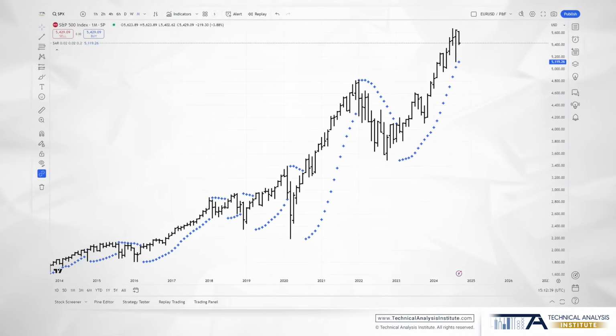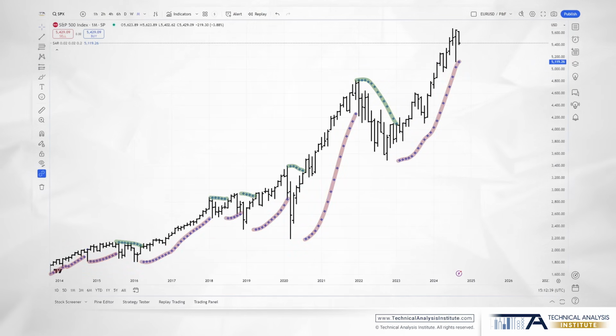One of the advantages of the SAR is that it is a visual tool that appears as a series of dots on your chart directly relating to the price action. Think of these dots as your dynamic guardrails. They help you decide where to set your stop losses as the market moves.